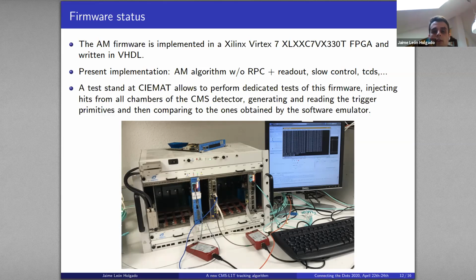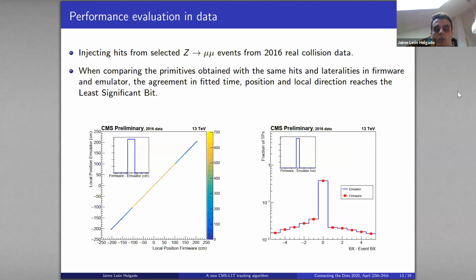What we do is inject the hits from all the chambers of the CMS detector, then generate and read the trigger primitives, and compare them to the ones obtained with the same hits by the software emulator. In both plots we are injecting hits from selected Z to mu mu events that were taken in 2016, so they are from real collision data. When we compare the primitives obtained in both firmware and emulator with the same hits and lateralities, we reach an agreement in fitted time, position, and local direction down to the least significant bit.